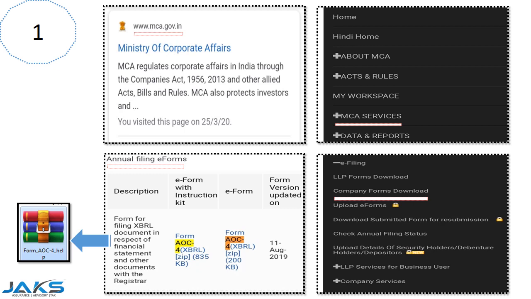We will be directed to a list of forms. In this list, under annual filing e-forms, we can see AOC 4. We can see there are two options, e-form with instruction kit or e-form alone. In case we need help to fill the form, go for e-form with instruction kit, else go for e-form. Then a zip file will be downloaded.